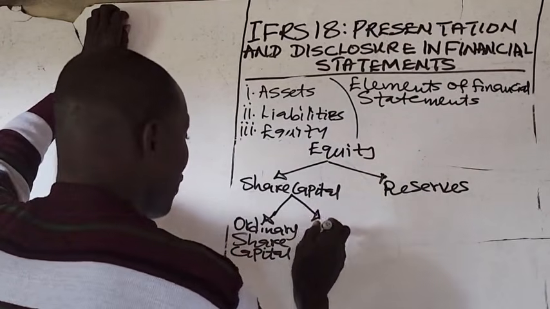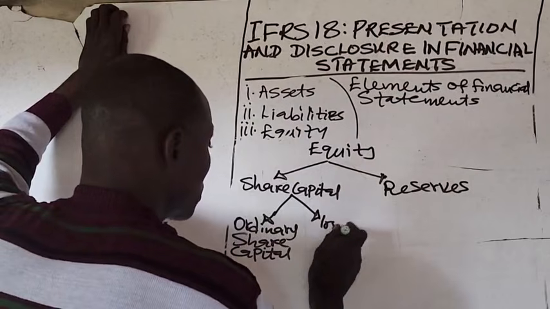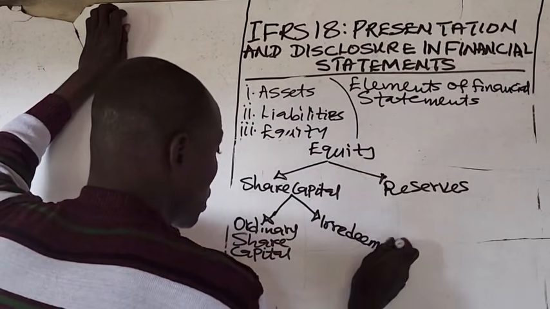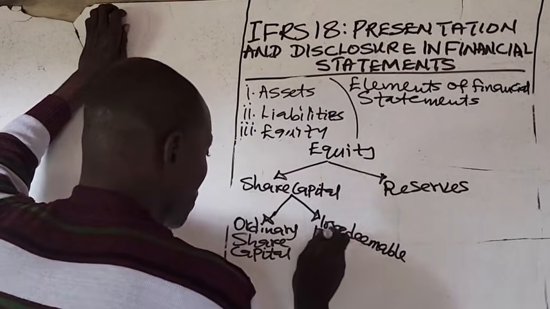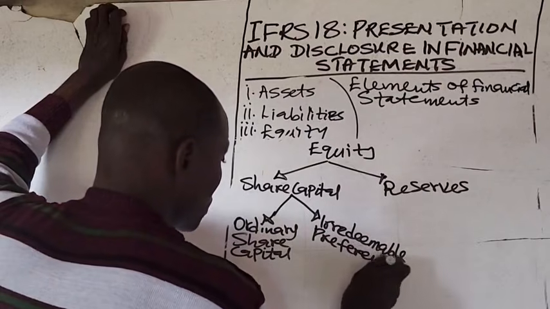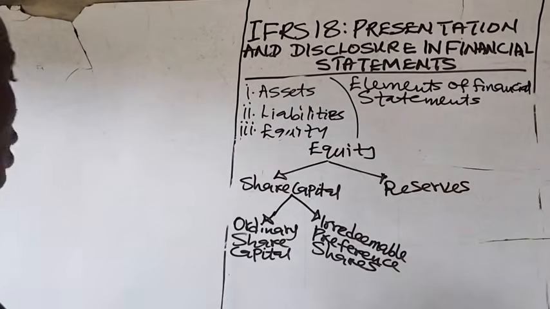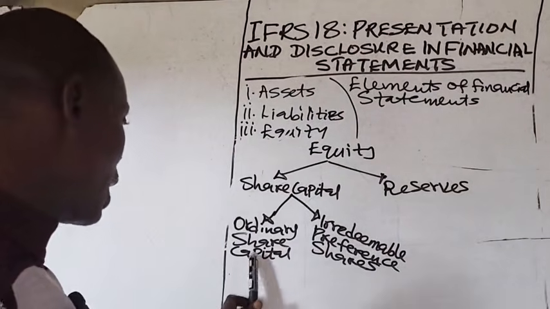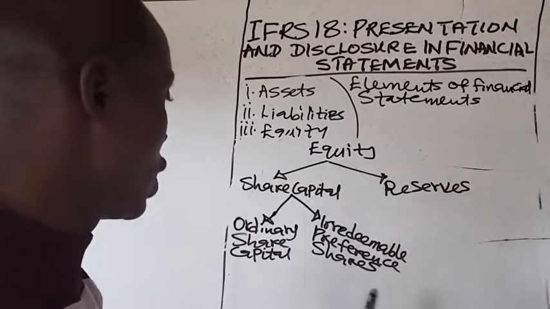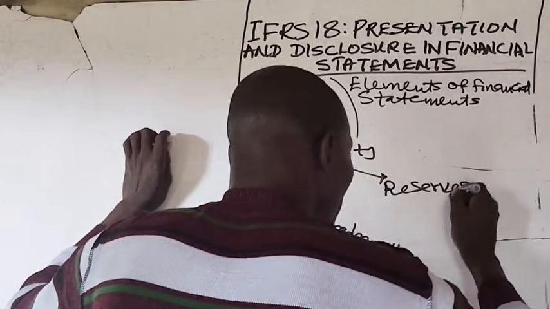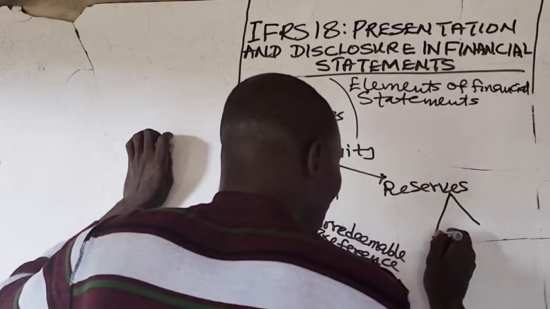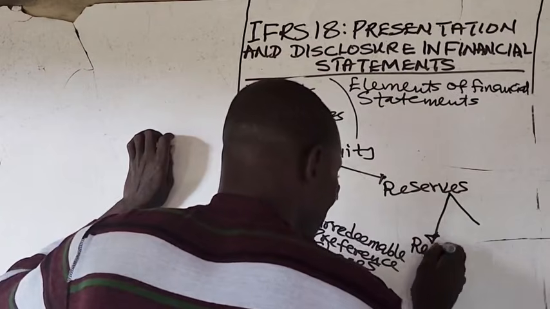And then we have irredeemable preference shares. So the share capital includes the ordinary share capital and irredeemable preference shares. Then reserves include, under the reserves, you have retained earnings.